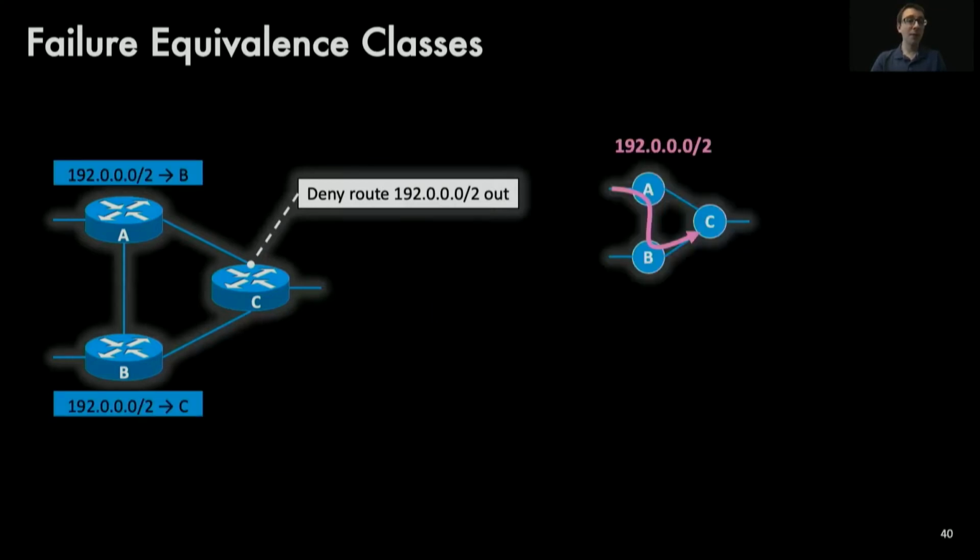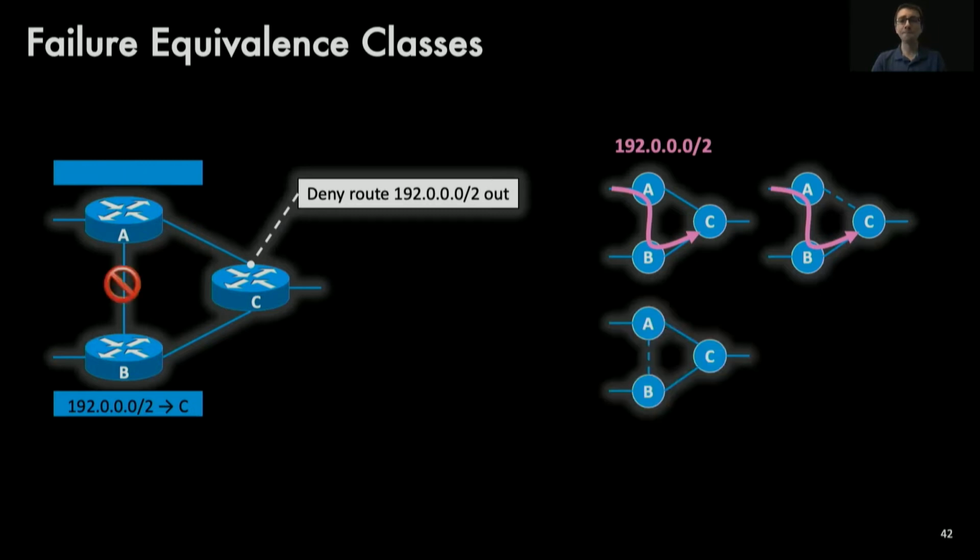We saw before that in the absence of failures, router A forwards traffic for this prefix to B and then along to router C. The same is true if the link between routers A and C fails, because we weren't propagating the route advertisement over this link anyway.